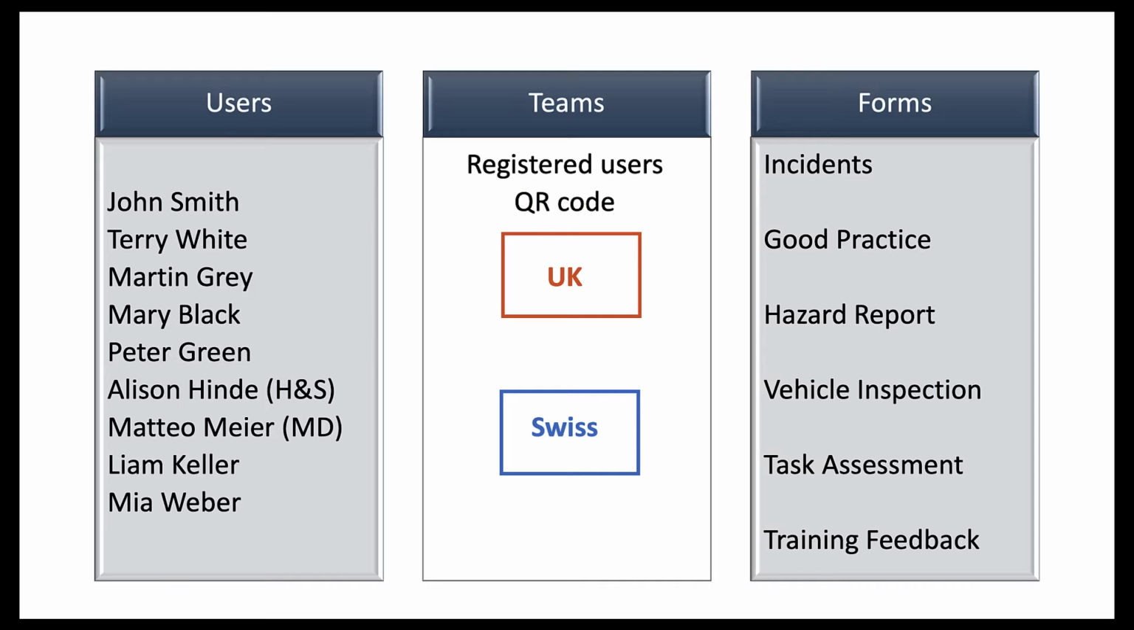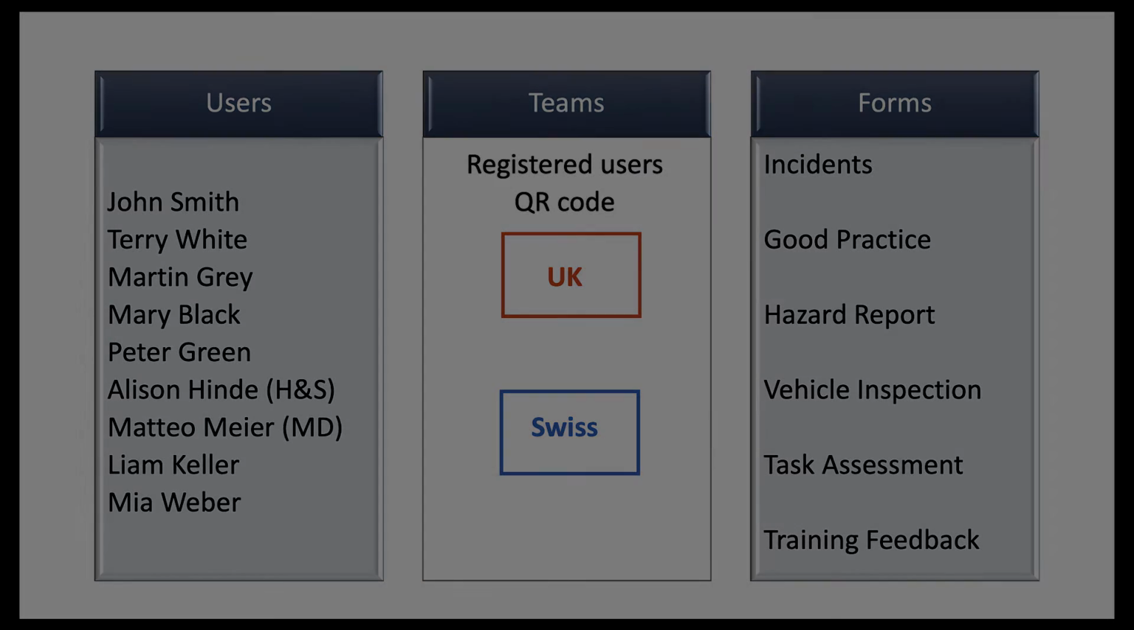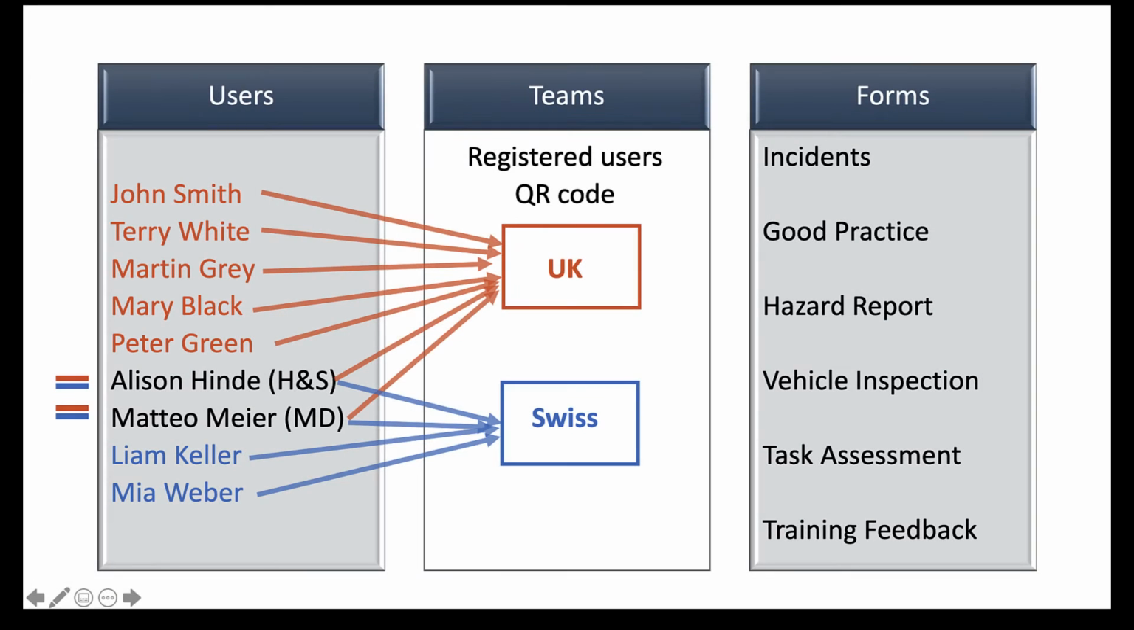Myco has 2 divisions, one in the UK and one in Switzerland. Firstly, let's assign the users into the teams. So you can see that John, Terry, Martin, Mary and Peter are in the UK. Liam and Mia are in Switzerland. And Alison and Matteo are members of both teams. Alison as Health and Safety Manager and Matteo as Managing Director have responsibilities for both sites and so want to see reports from both sites.